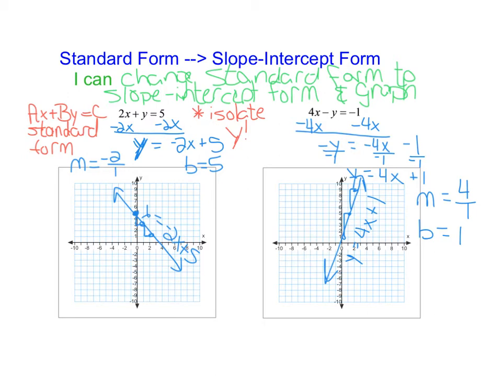Alright, I got m was 4 over 1, b is 1, so I started with my y-intercept at 1. The stylus is not agreeing with me on this particular app, so up 4 over 1, up 4 over 1, I got my 3 points. There's my line. Remember, you can check your slope. A negative slope, we're going down from left to right. A positive slope, we're going up.